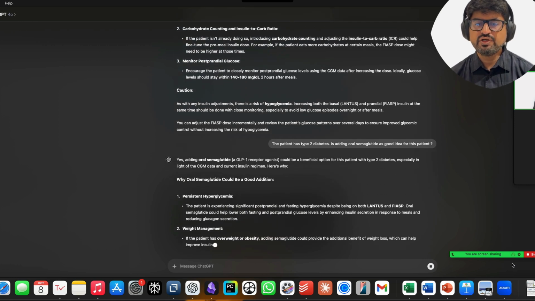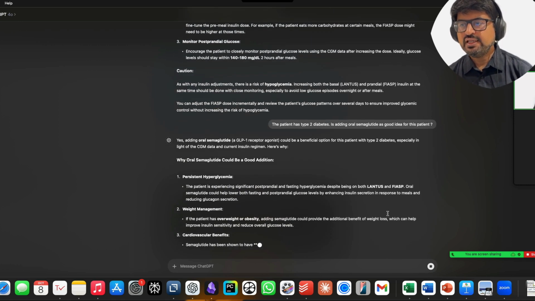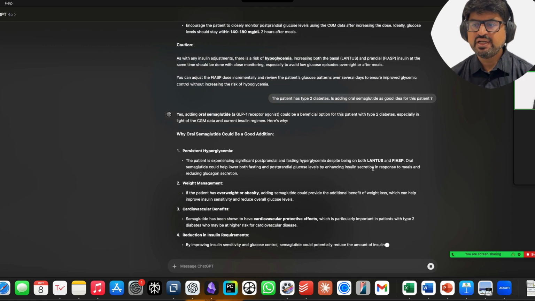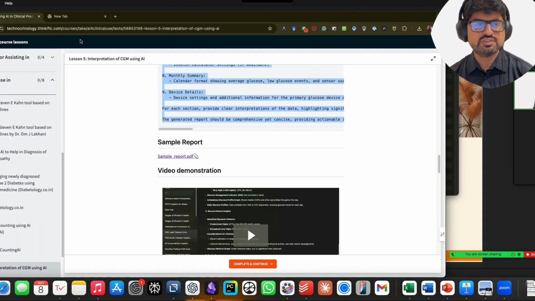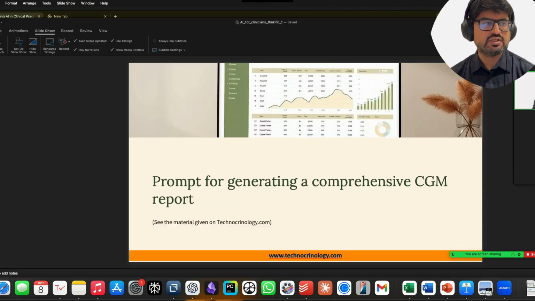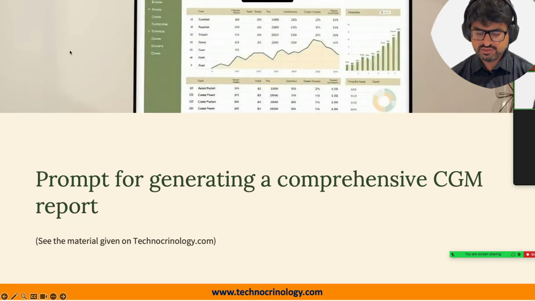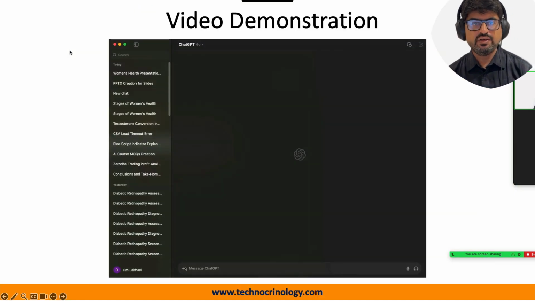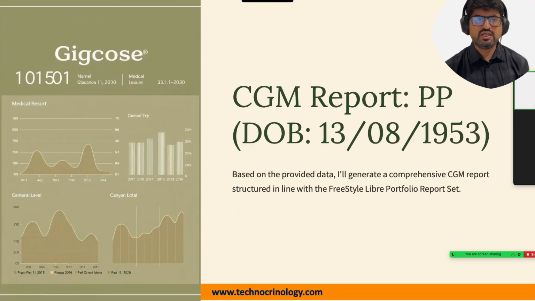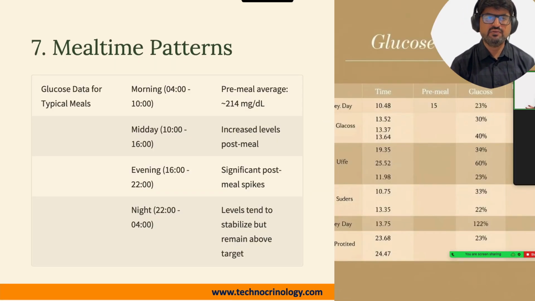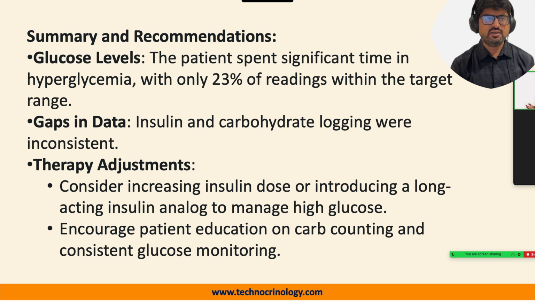Okay, so just to give you an example of how you can actually interpret the CGM and then get good responses out of it, right? So this is how you can use this for CGM as well. Okay, so this is the output it gave, and we already discussed this, right?